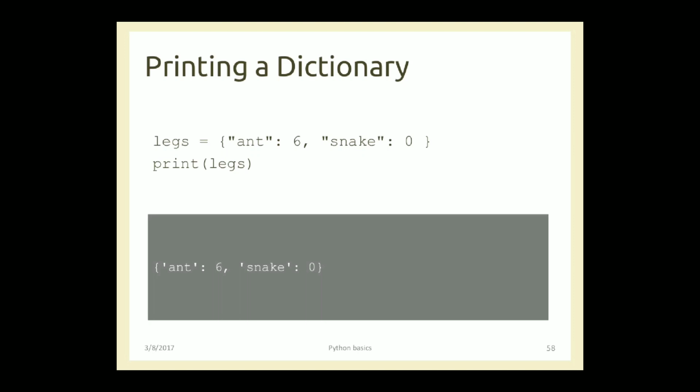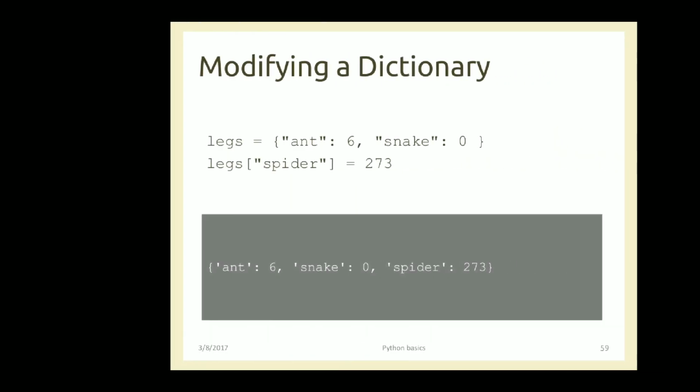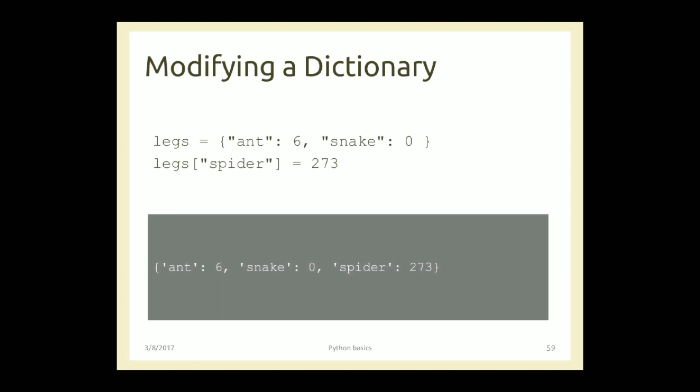Now let's come to the printing of a dictionary. We know that a dictionary is a collection of key value pairs, and it is known as a mapping. It is not a sequence, right? So here we have two items in the dictionary, one with ant and 6, and the next is snake and 0. If you print this dictionary with the name legs, you will see both the items printed as they are.